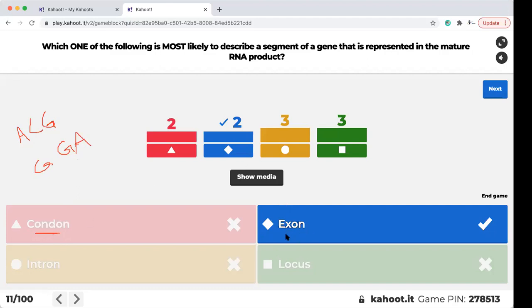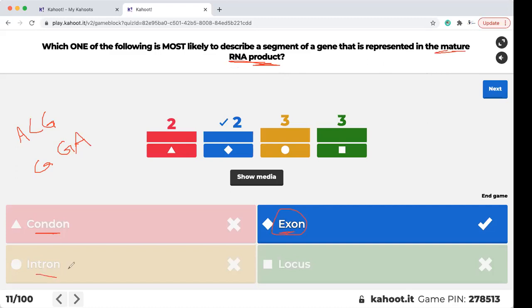What are exons? Exons are parts of the mRNA that will become expressed or code for protein. These are parts of the mRNA that will be useful and will be used for producing protein. Since they code for protein, they will be present in the mature RNA product.